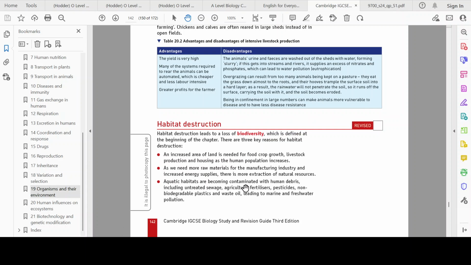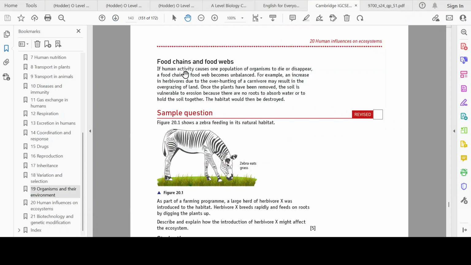Aquatic habitats are becoming contaminated with human debris, including untreated sewage, agricultural fertilizers, pesticides, non-biodegradable plastics, and waste oil, leading to marine and freshwater pollution. If human activity causes one population of the organism to die or disappear, the entire food chain and food web becomes unbalanced, as we've seen earlier, and that's obviously going to affect everything. Right? And it could eventually lead to the destruction of the entire habitat.